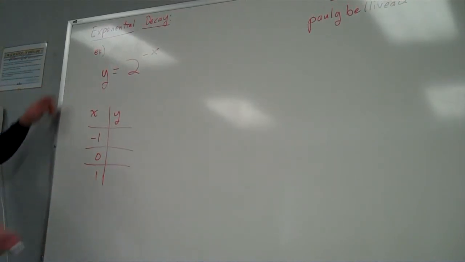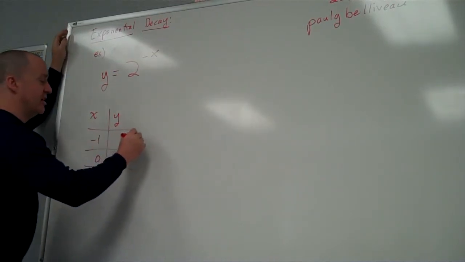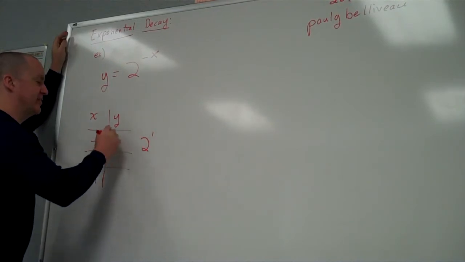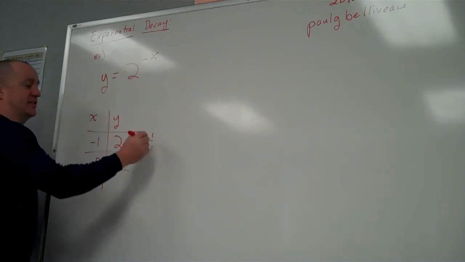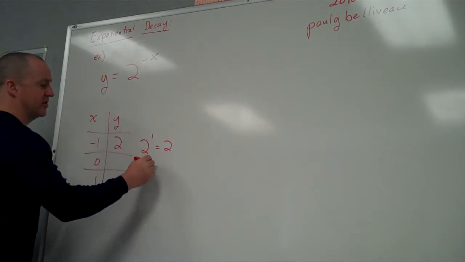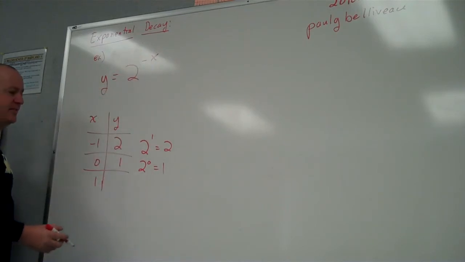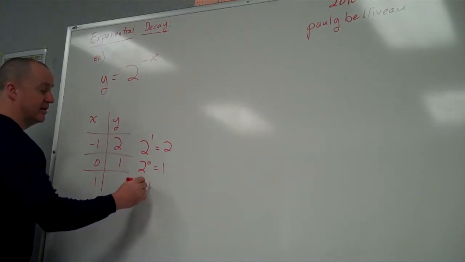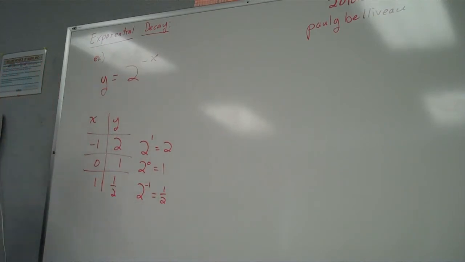What happens when I put negative 1 in for negative x? Positive 1. So this is 2 to the positive 1, that's 2. What happens when I put 0 in for the negative x? 2 to the 0, which is 1. And what happens when I put 1 into the negative x? 2 to the negative 1, which will make 1/2. Notice anything similar between these points and those points? They're the same. Okay, good.